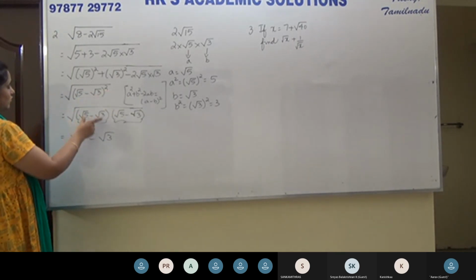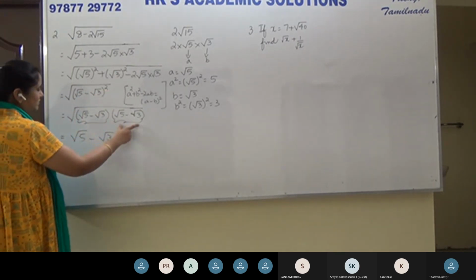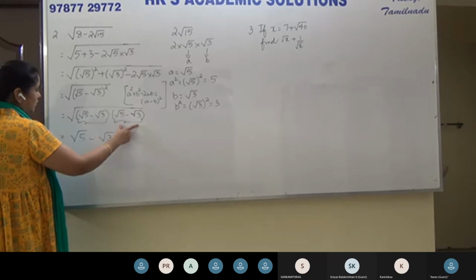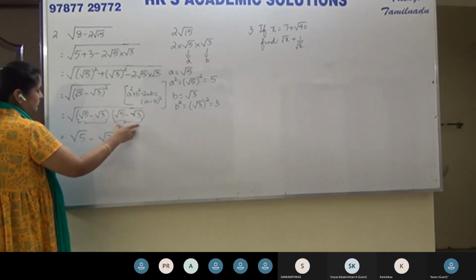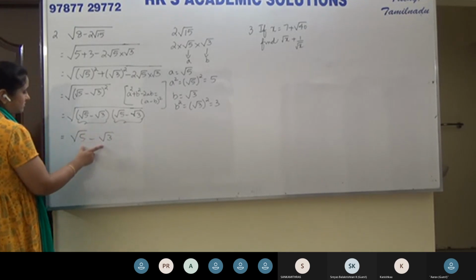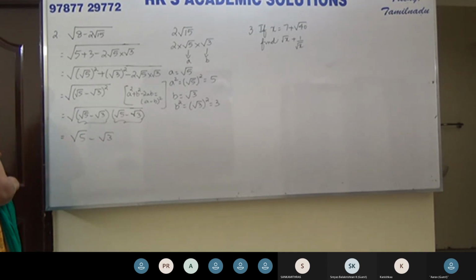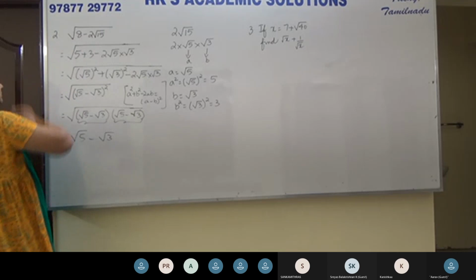So this means root 5 minus root 3 into root 5 minus root 3. And now we get rid of the square root by bringing one of the two equal factors out. So root 5 minus root 3 comes out of the square root. And this is the value of this expression.